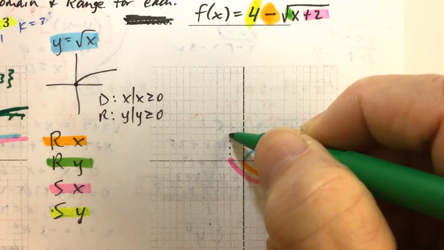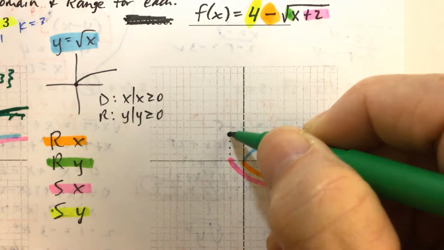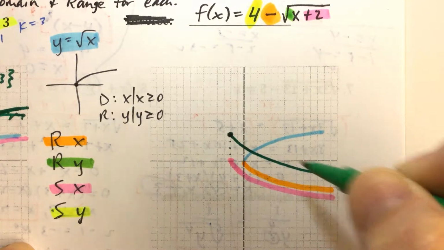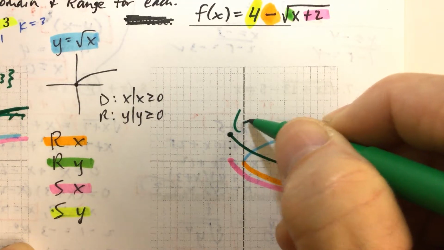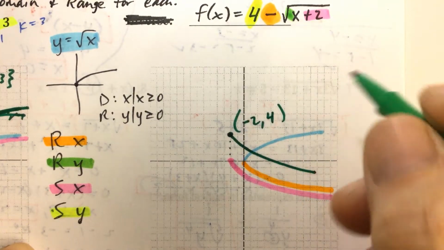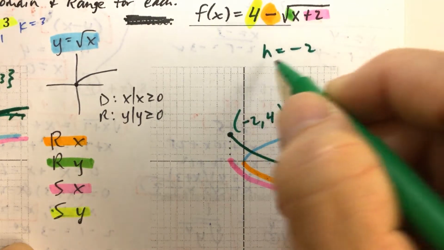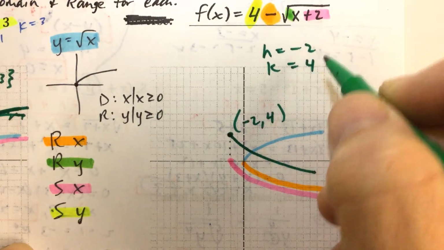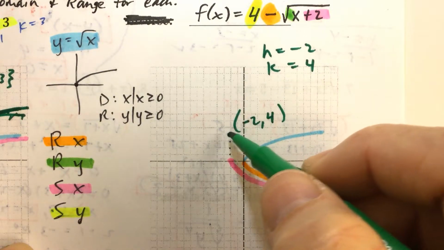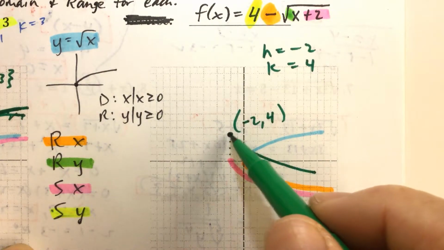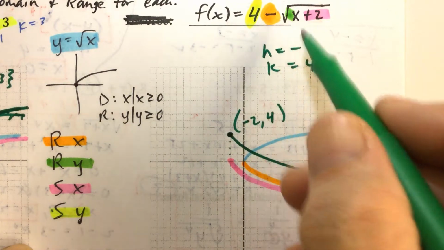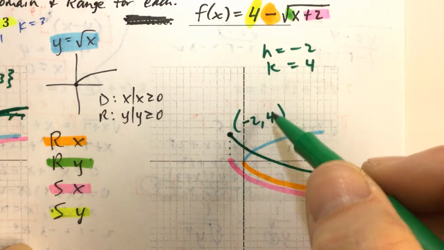1, 2, 3, 4. And we're going to identify the coordinates of that point, and the coordinates of that point are negative 2, 4. And so notice our h is negative 2 and our k is equal to 4. That's always going to be the value where either we start or finish. Our radical function is always going to have the coordinates h, k.